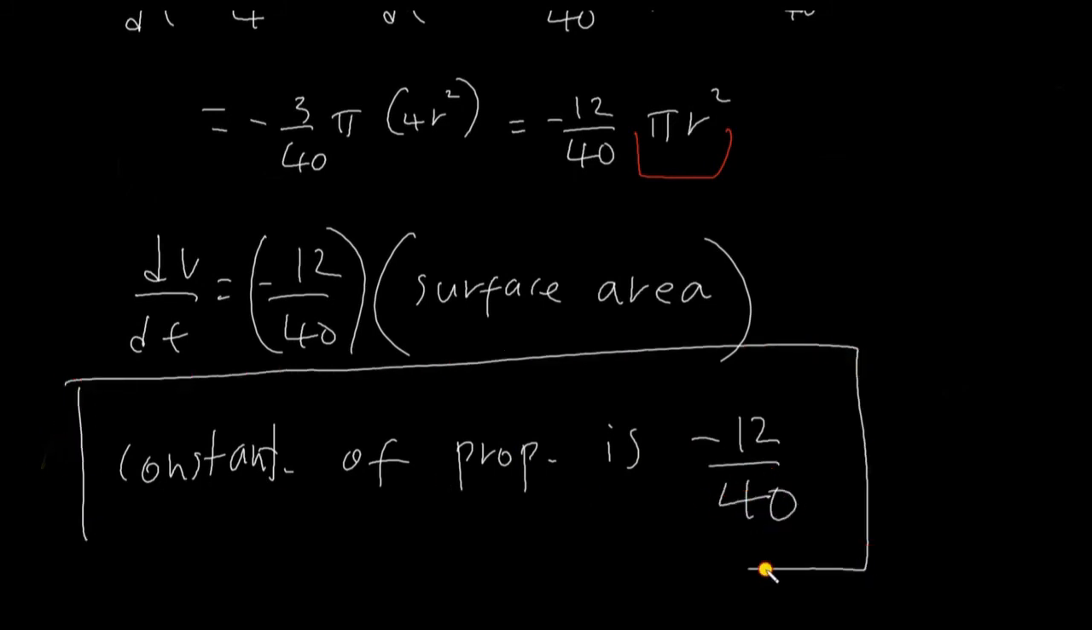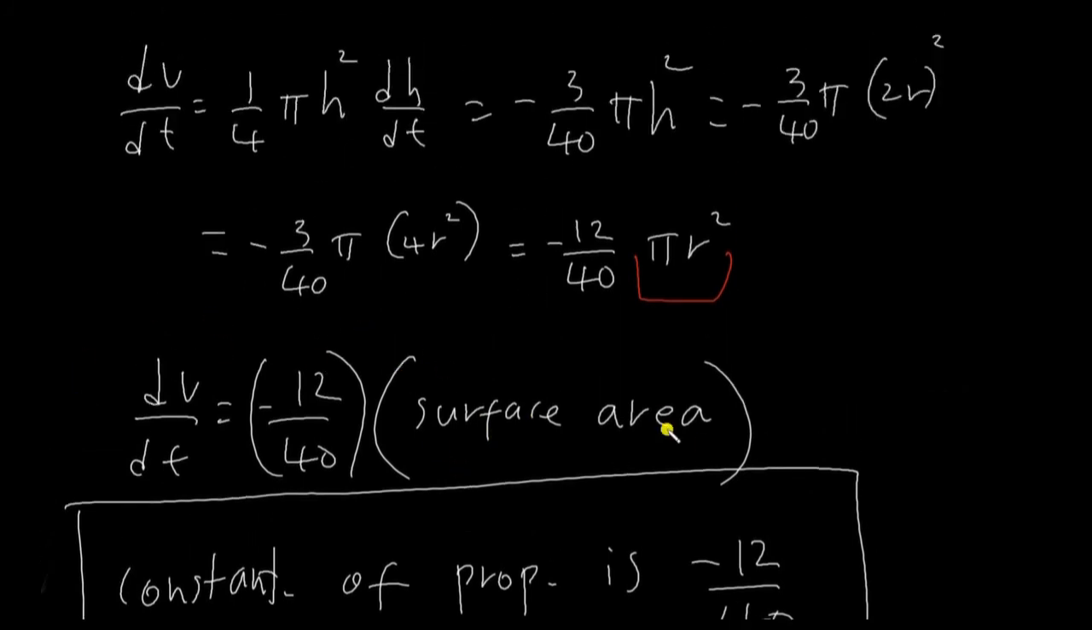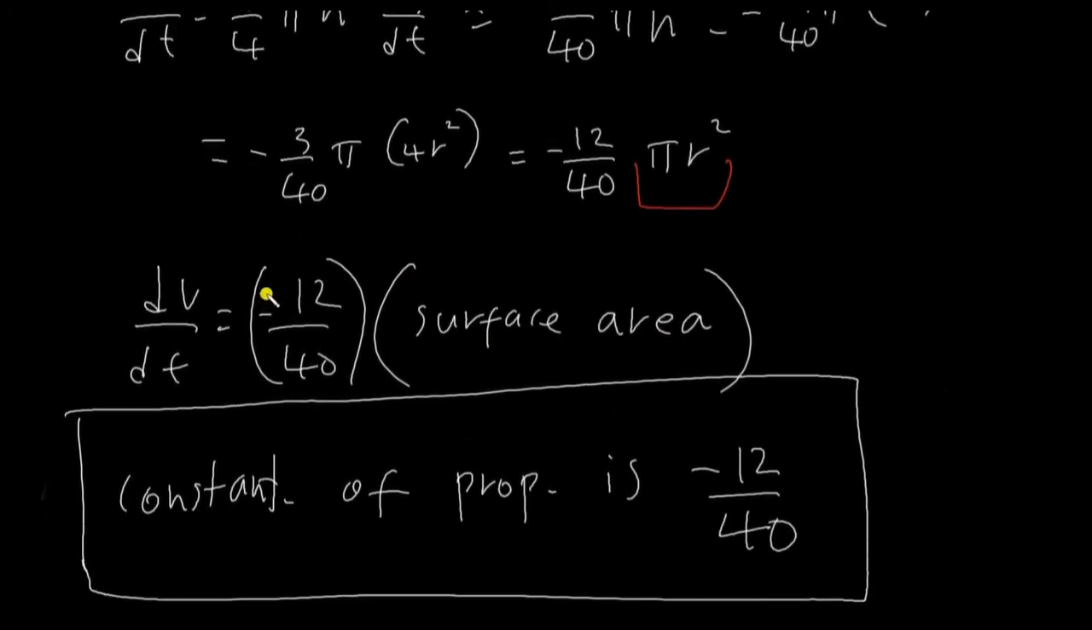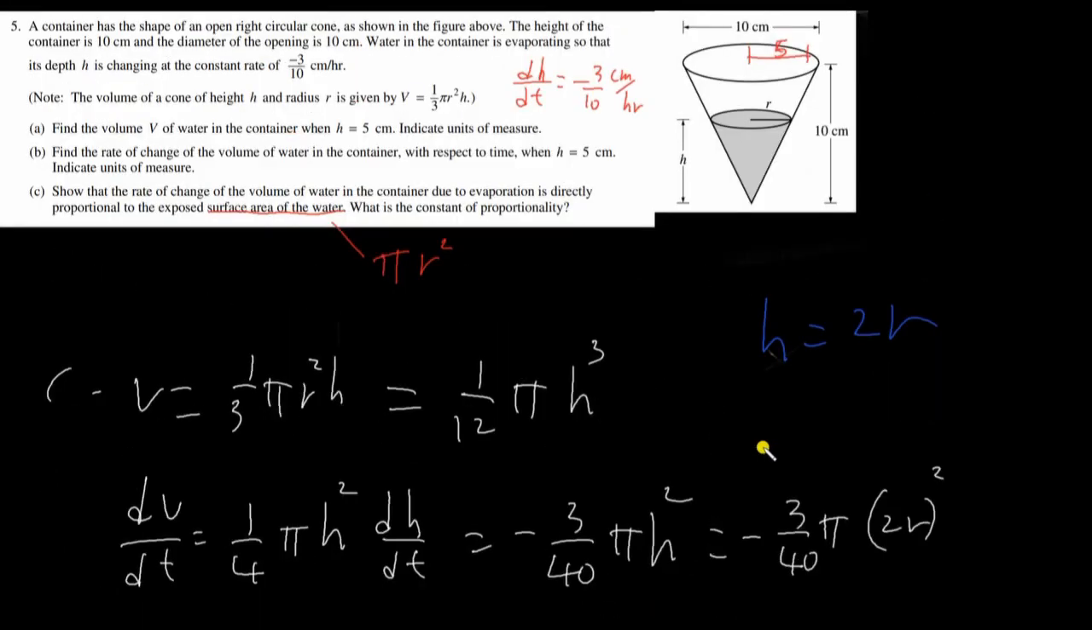-12/40, like so. So for points, this was a 2-point question. You get 1 point for correctly finding this equation, and then 1 point for stating the constant of proportionality. And then for this whole problem 5 in general, you got 1 extra point if you included correct units everywhere that it was asked for. So parts A and B.